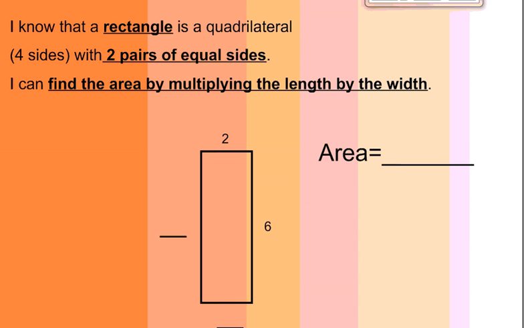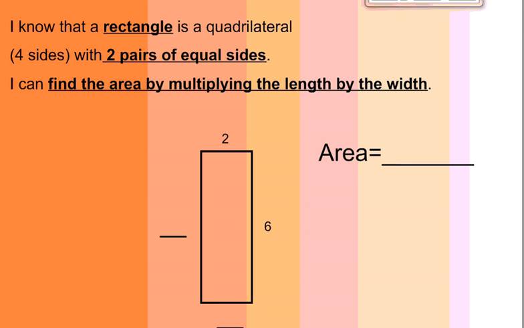And we're going to use rectangles to help us figure out the area of irregular shapes. So first of all, I know that a rectangle is a quadrilateral. It's a shape that has 4 sides, and it has 2 pairs of equal sides. Knowing this can help you find the area. And I can find the area by multiplying the length by the width of a rectangle.